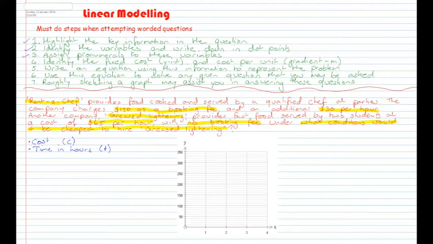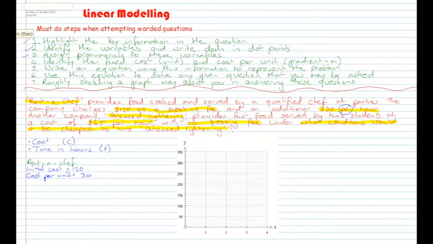Fourth step, identify the fixed cost and the cost per unit for each one. Let's go through the first one, Rent-A-Chef. The fixed cost is the $120 booking fee. That's your initial amount, because before you even get there, it's going to cost you $120. So initial or fixed equals $120. And the cost per unit, now remember the word per means it's a rate, and it goes out the front of the independent variable, so the cost per unit is equal to $30 for this one.